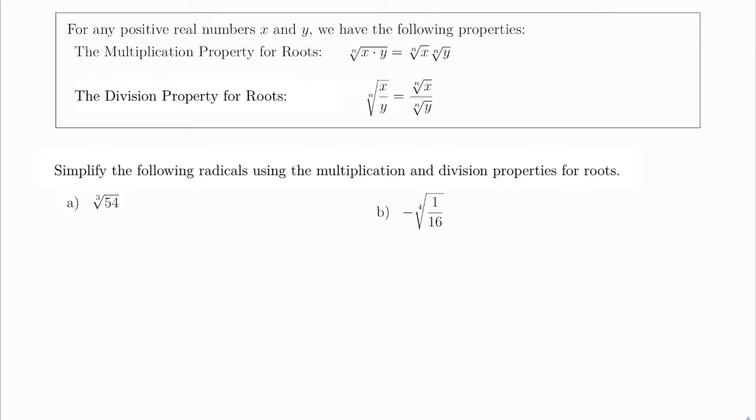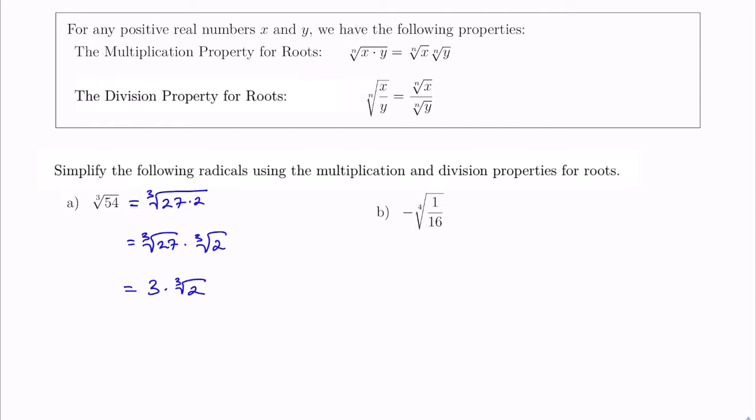So I can rewrite 54 as 27 times 2, meaning I'm going to rewrite the third root of 54 as the third root of the quantity 27 times 2. And then using our multiplication property for roots, I can split this into two separate radicals, the third root of 27 multiplied by the third root of 2. The reason for doing this, the third root of 27 simplifies down to 3, and the third root of 2 cannot be simplified. So a simplified version of the third root of 54 is that it is 3 times the third root of 2.